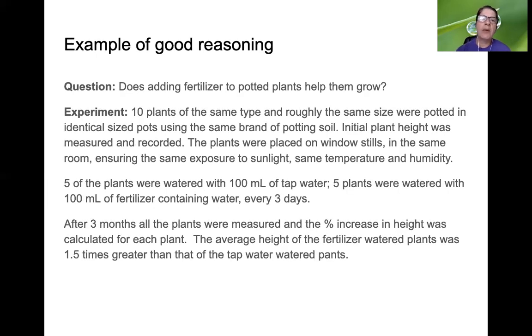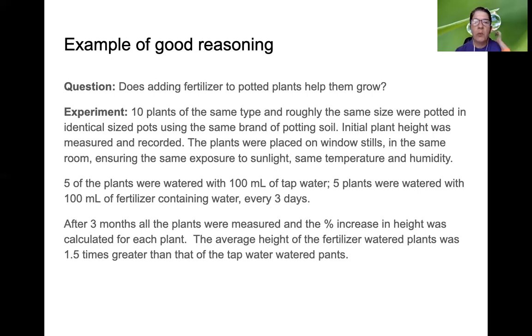So let's look at an example of good reasoning. The question is, does adding fertilizer to potted plants help them grow? And here's the experiment. 10 plants of the same type and roughly the same size are potted in identical size pots using the same brand of potting soil, right? So we're trying to keep variables constant. The initial plant height was measured and recorded. Then the plants were placed on a windowsill, which means they would all get equal amounts of sunlight in the same room, ensuring the same exposure to sunlight, same temperature, same humidity.